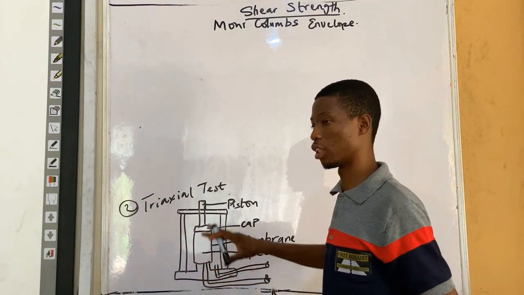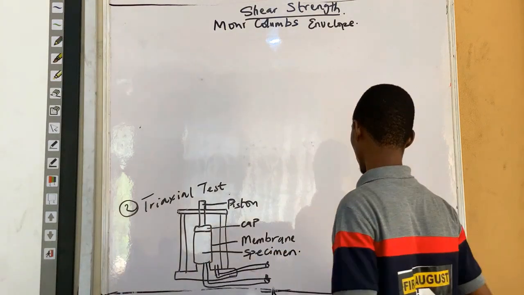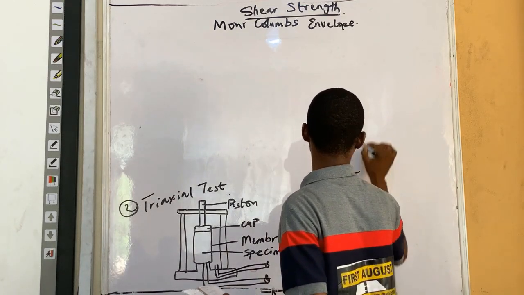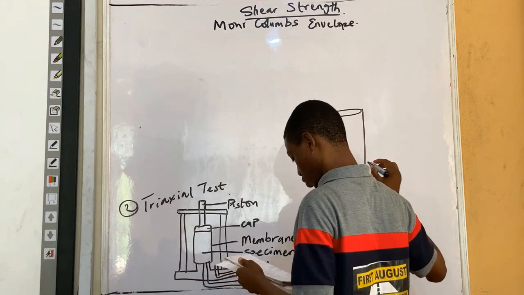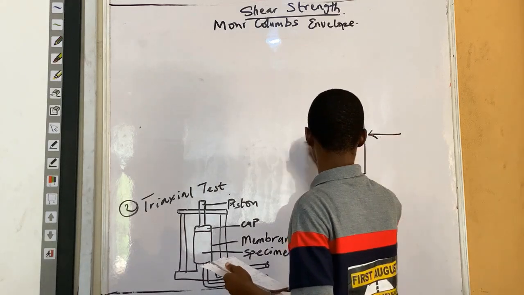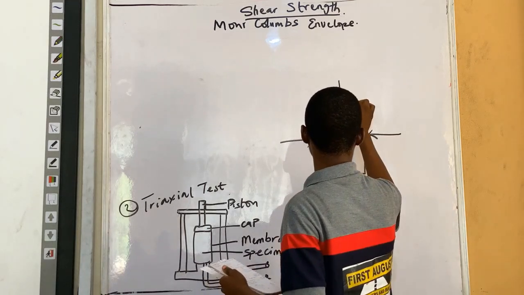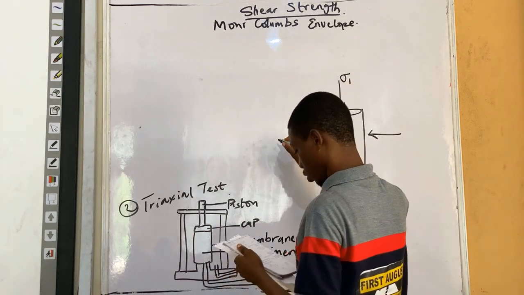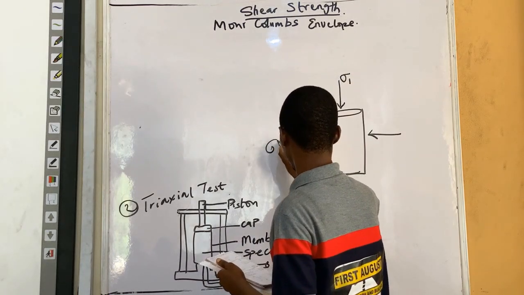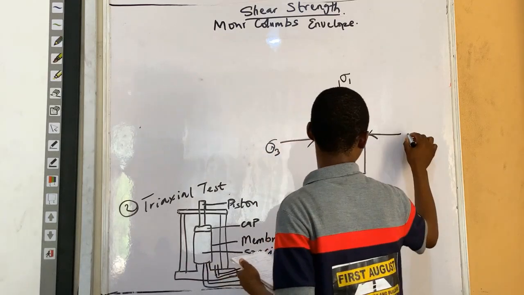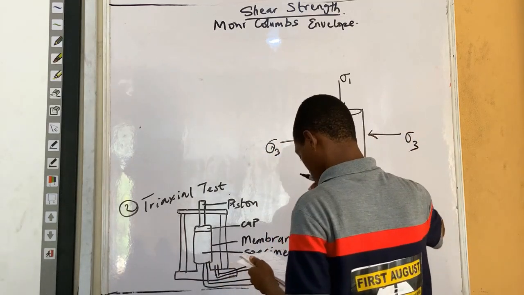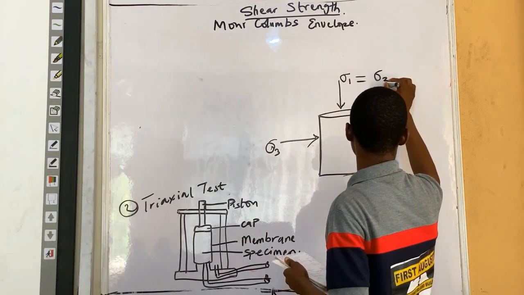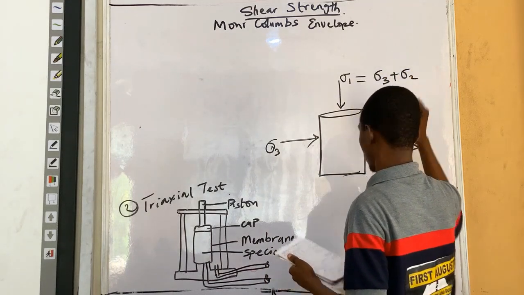So this is the way the test looks like. But actually, what is happening in the material is like this. What is happening in the material? This sigma 3, for the triaxial, right? Yes, sir. So this is sigma 1 equals sigma 3 plus sigma 2.